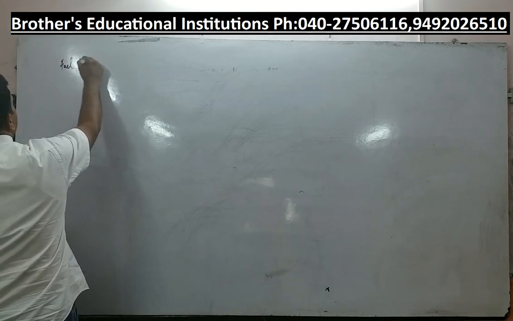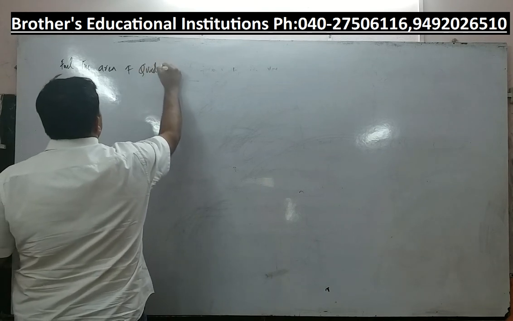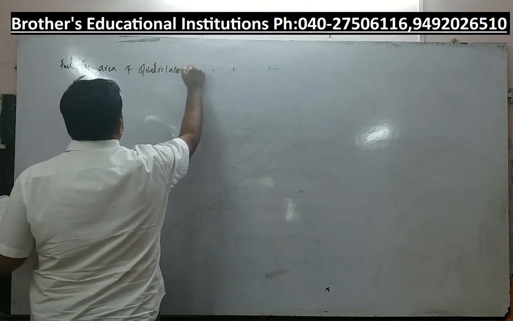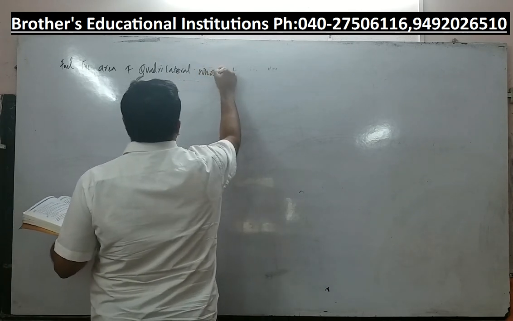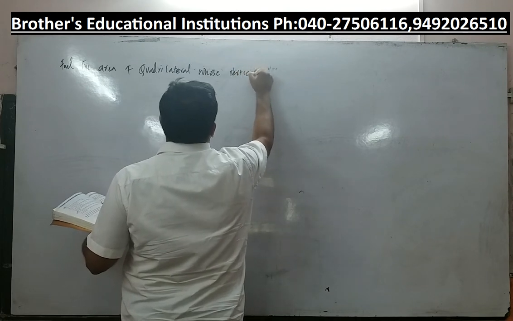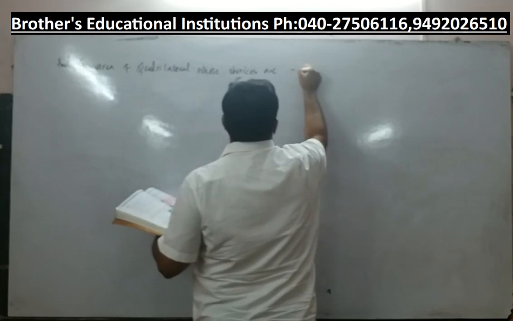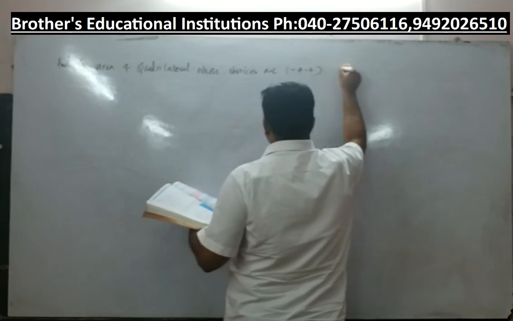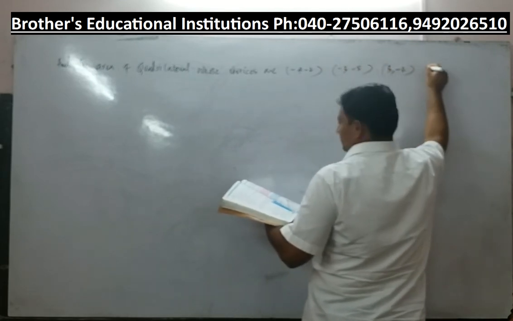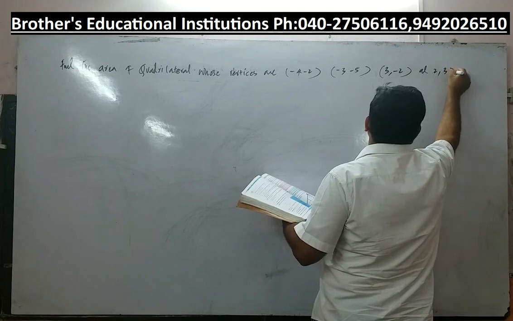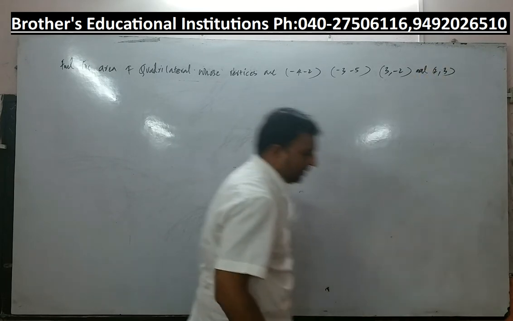Find the area of quadrilateral whose vertices are (-4, -2), (-3, -5), (3, -2) and (2, 3). All right.